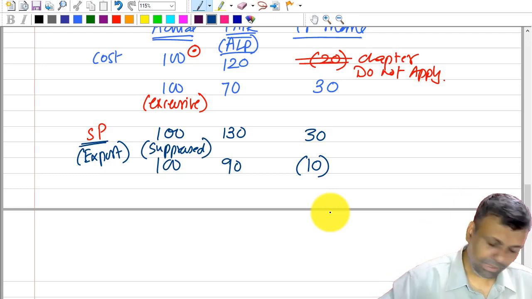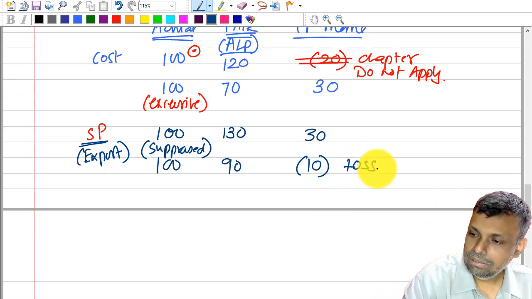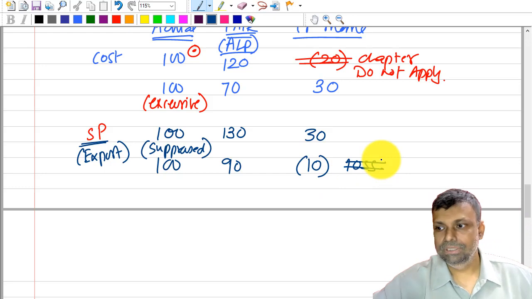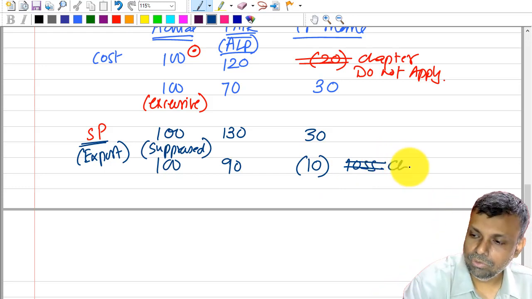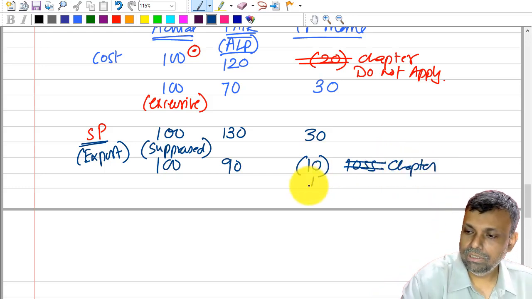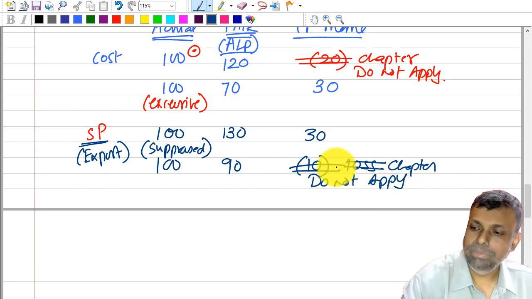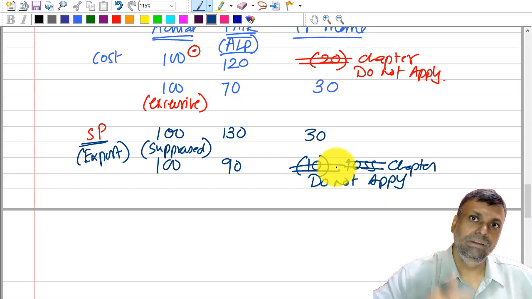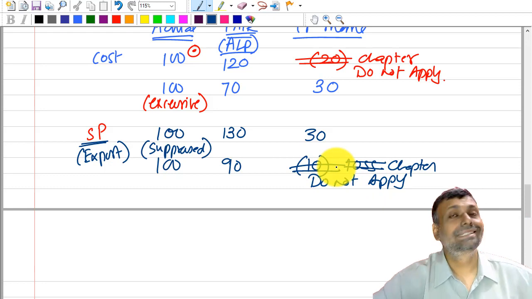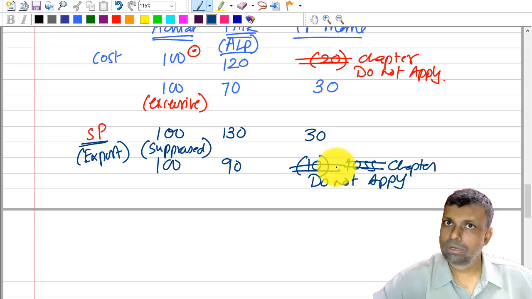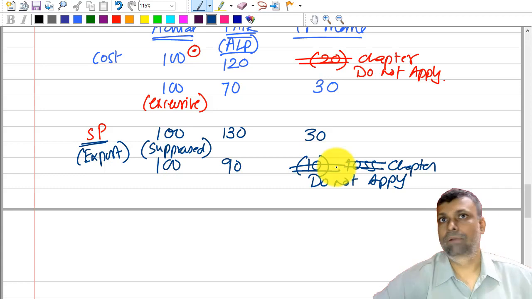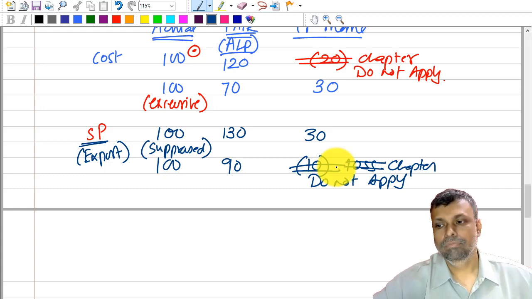In other words, this is basically the transfer pricing loss which logically comes into picture. Chapter does not apply. In other words, there cannot be a loss adjustment. So you cannot say, give me a refund back on account of taxes. That is never the intention of the law whatsoever. Is that absolutely clear? Okay.